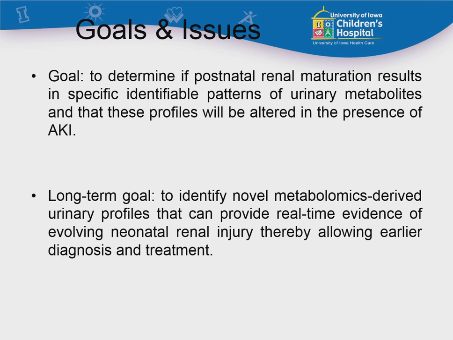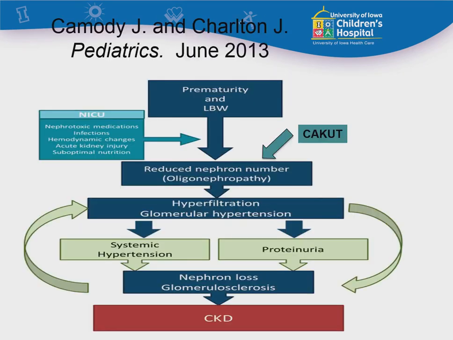So the goals that we had for this particular project were to determine if postnatal renal maturation results in specific identifiable patterns of urinary metabolites across a variety of different gestational ages. We wanted to look at these profiles and see if they were altered in the face of a renal injury in the acute setting. Long term, our focus is to be able to identify urinary profiles that can provide real-time evidence of evolving renal injury. And of course, in order to do that, we have to have a baseline understanding of what the normal developmental profiles look like. Why is this important?